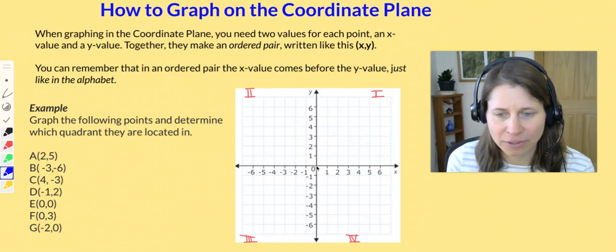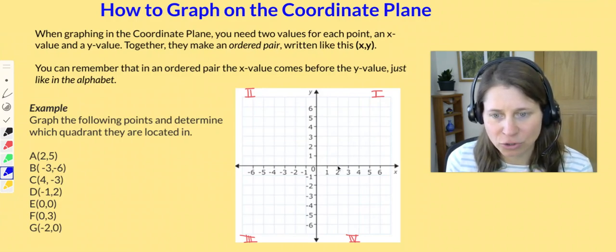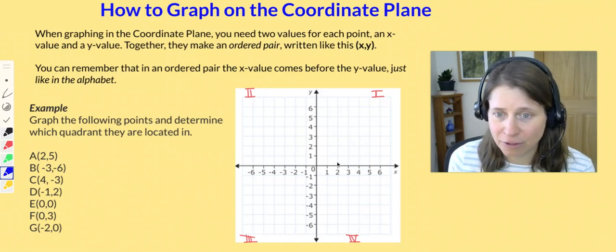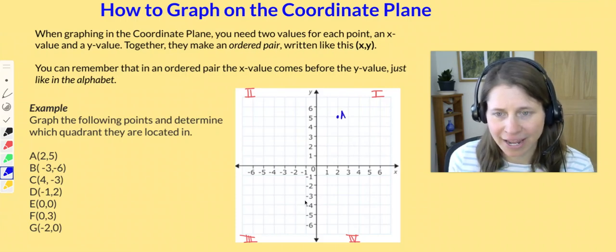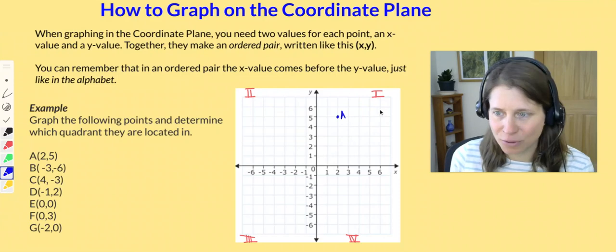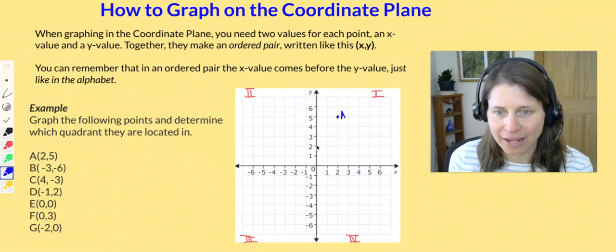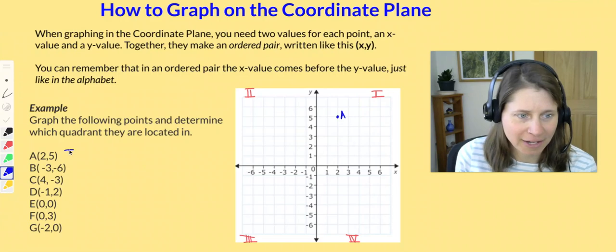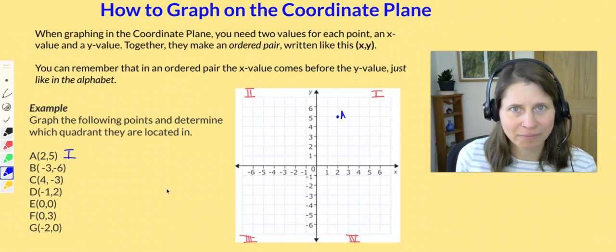So starting at the origin, I'm going to go over to 2 on my x, and then I'm going to go up to 5 on my y, and that would be here where these 2 grid lines intersect, and I'm going to put a point, and I'm going to label it as point A. And we can see that point A is in quadrant 1. And in quadrant 1, the x and the y are always both positive. So that's helpful to remember. So I'm going to go ahead and label this as quadrant 1.